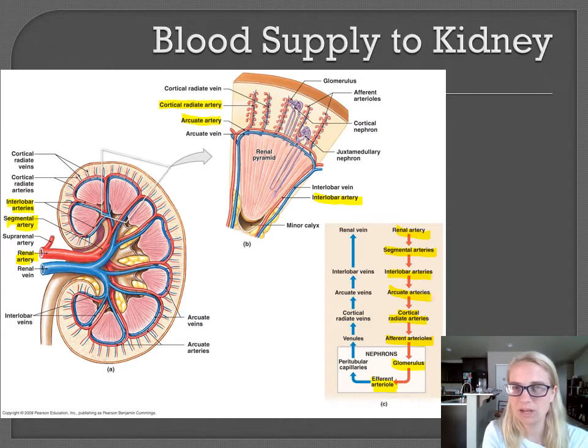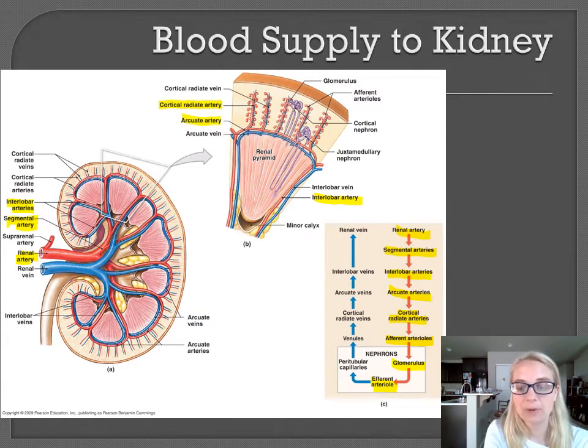So again, this is unique. We're going to be talking about this unique setup a little bit later, but we have an arteriole draining a capillary bed drained by an arteriole. That's not normal. It usually is arteriole, capillary bed, venule. It's a little bit different here. That glomerulus capillary bed is used to filter the waste products out of the blood, not gas exchange. So that's why it's still leaving the glomerulus as being oxygenated blood.